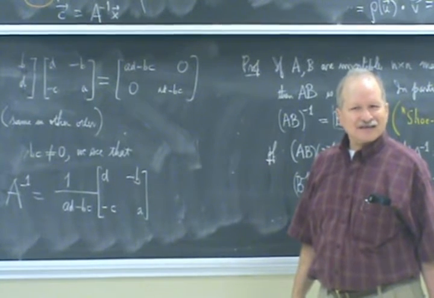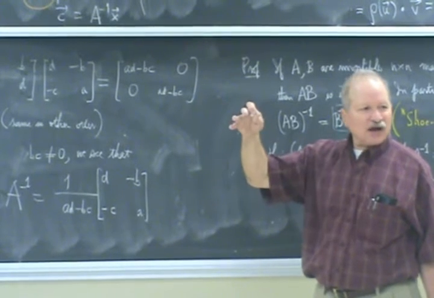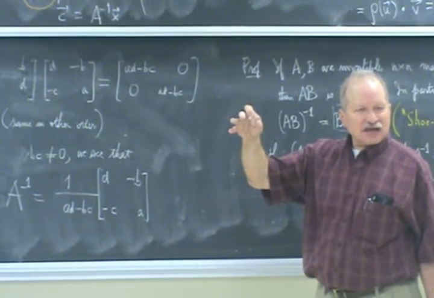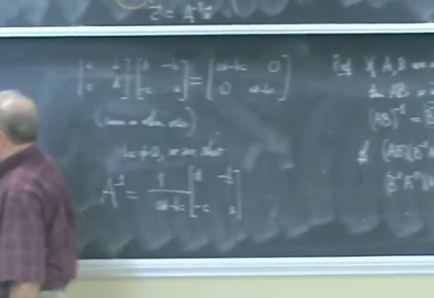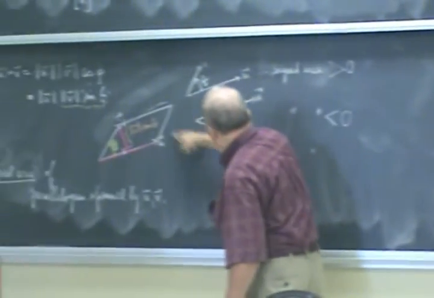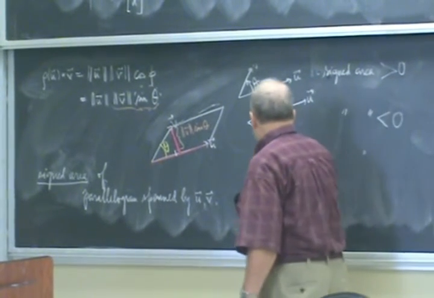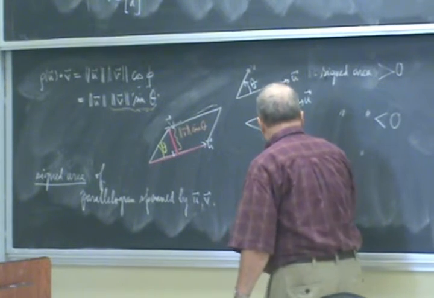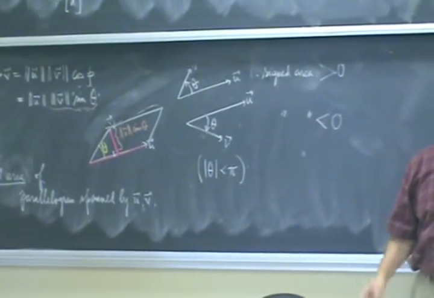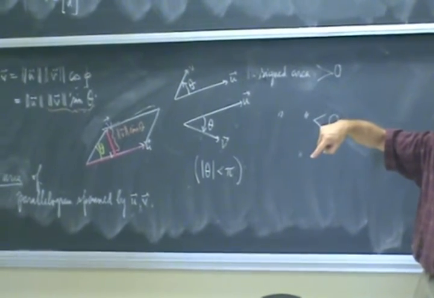Because counterclockwise. Going from u to v, if you go counterclockwise, it's positive, as long as you go counterclockwise less than pi, right? You could go around from here to there, and that wouldn't count as going counterclockwise. So the convention here is that theta has to be less than pi in absolute value. You can't wrap all the way around.